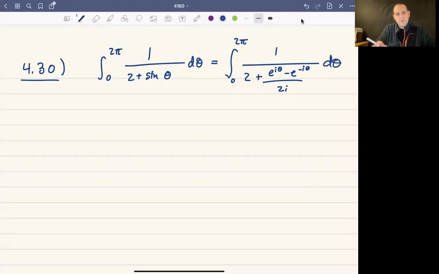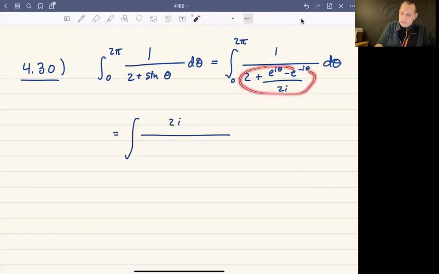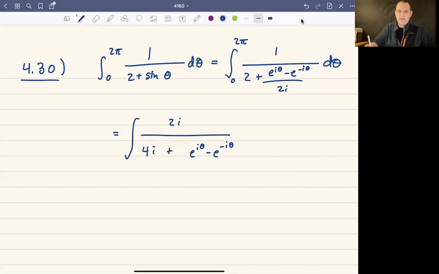Now I just want to manipulate this just a little bit. We have a fraction within a fraction. So here I'm going to multiply the top and bottom by 2I. So this is going to be equal to 2I over, let's see, if I multiply the bottom by 2I, the 2I over here goes away. So this will be e to the I theta minus e to the minus I theta. And if we multiply the 2 by 2I, we'll get 4I. Okay, so that's e to the I theta minus e to the minus I theta.